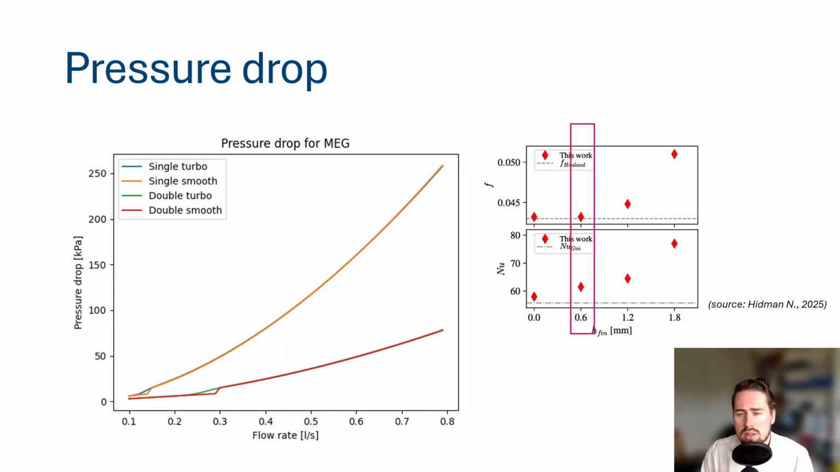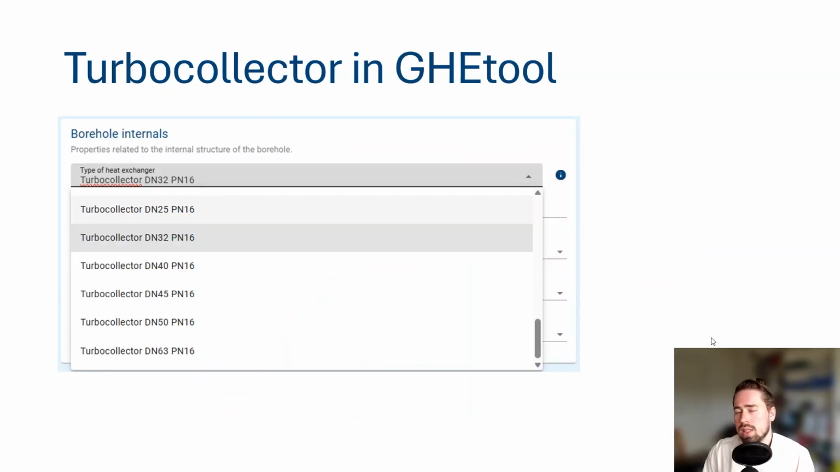Now, to end this video, I just wanted to say, well, this is now implemented into GHEtool. So over in our borehole resistance step, if you go to the borehole internals, we changed the buttons to a drop-down list. So we included for you some generic U-pipes, smooth pipes, the Separatus is also in there. And then we have all the turbo collectors from Muovitech with all the different pressure classes and diameters. So you can just select it and see the effect for yourself.